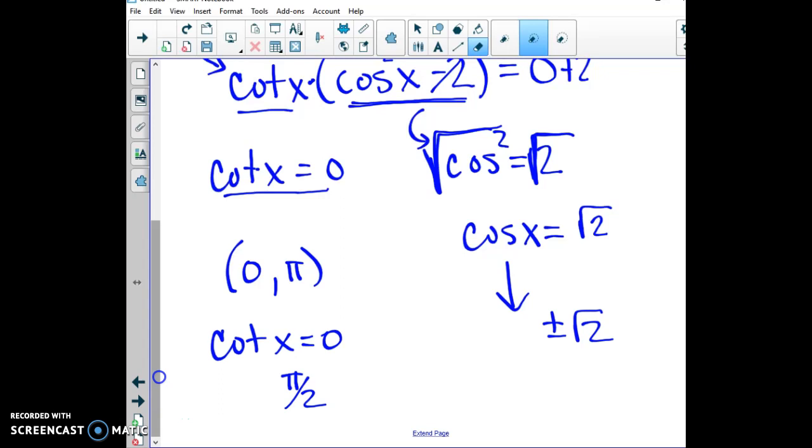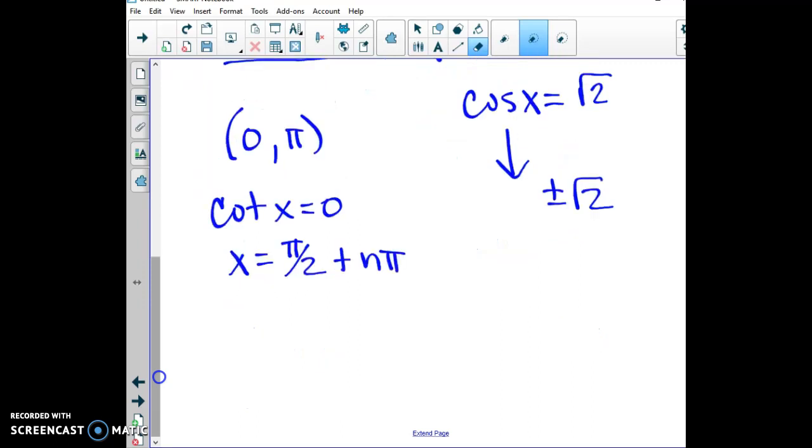Because cotangent x has a period of pi, the general form of the solution is obtained by adding multiples of pi to x equals pi halves. So we would get x equals pi halves plus n pi. Adding that on gives us all possibilities for our solution. n is an integer.